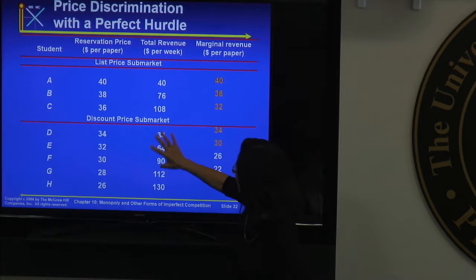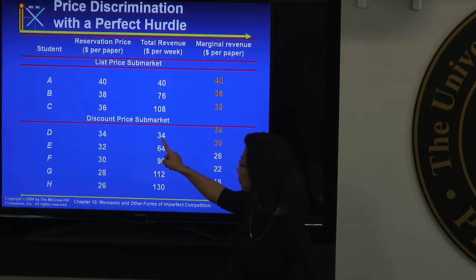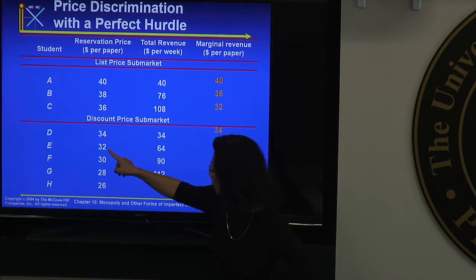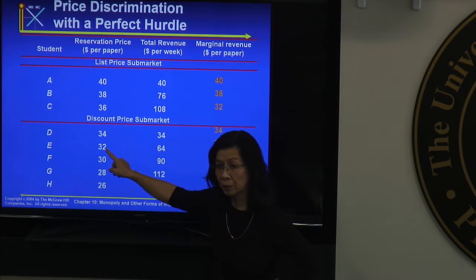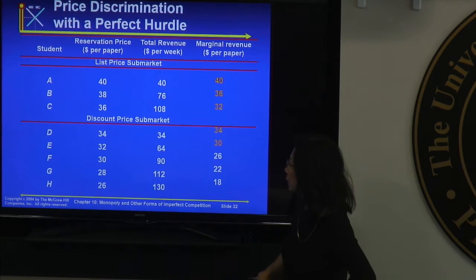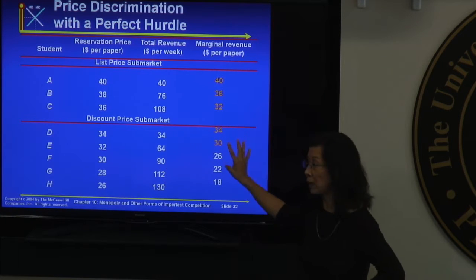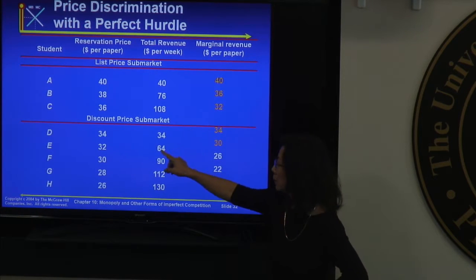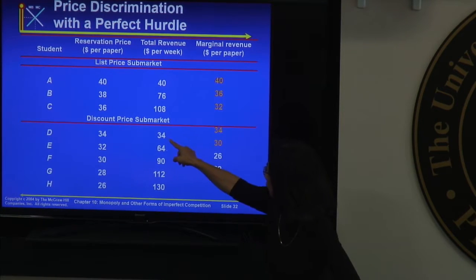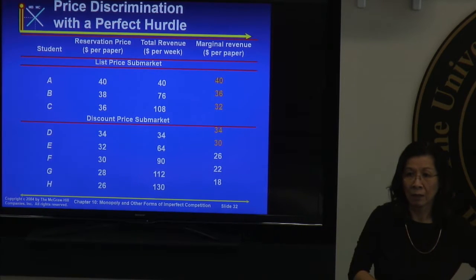So look at this one, total revenue. In this case, we say 34, then it will be 34 times 1. 32 will be 32 times 2, so you get 64. That will be 30 times 3, you get 90. So now you have another set of marginal revenue based on this second sub-market. So that's 34, 64 minus 34 is 30. So how many do you serve now? 5. You serve 5 now.